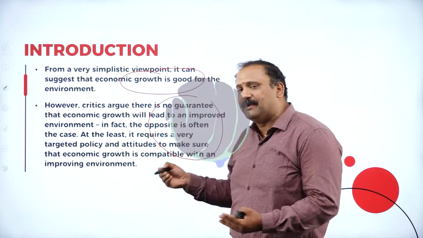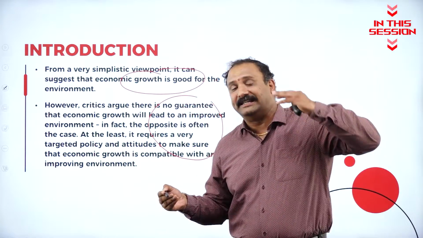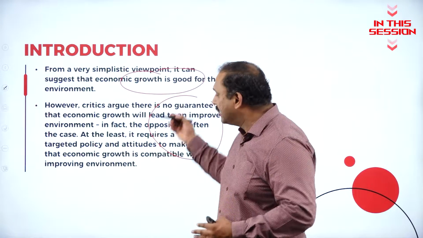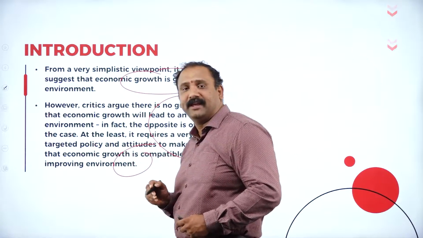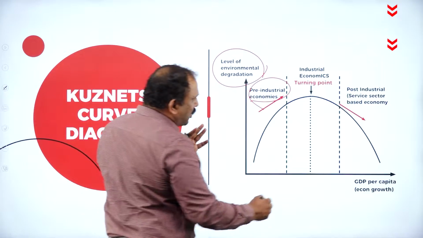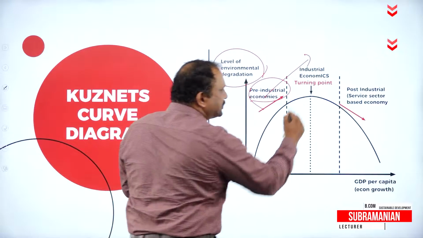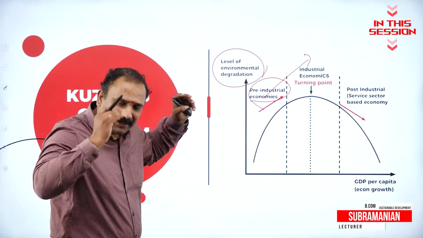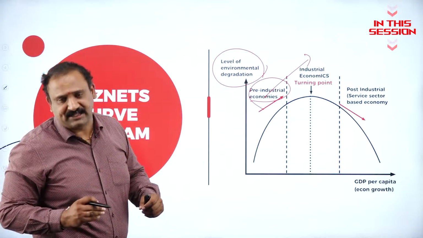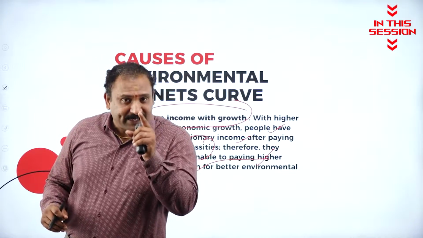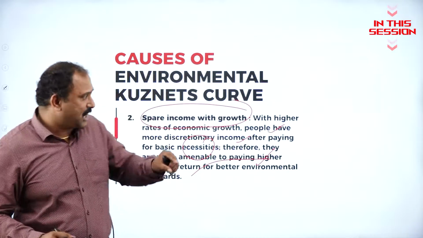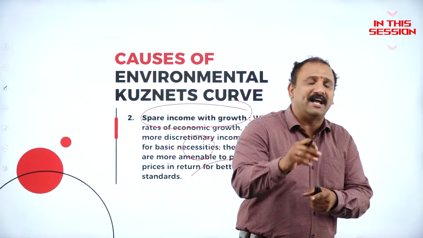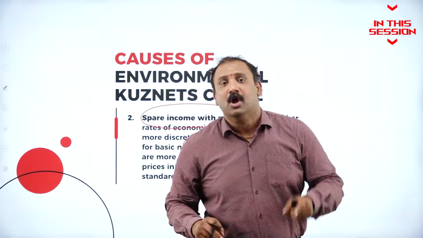It requires a very targeted policy, a dedicated policy that will actually guide the economic growth as well as help in improving the environment. So the industrial economics says that until you reach this peak, there has been a continuous environmental degradation. You have been trying to destroy the environment as far as possible. People do spend that money. Why? Because they have now come to the level where they can afford to have a better environment, a cleaner and greener environment.